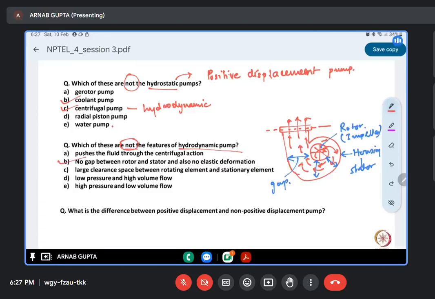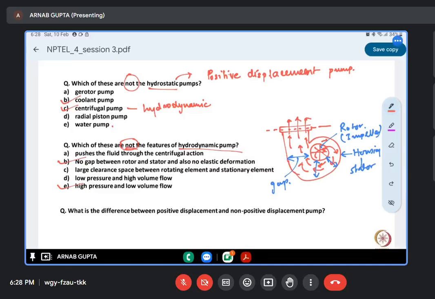Then low pressure and high volume flow, and high pressure and low volume flow. Since this is not a positive displacement pump, it is incapable of working against high heads or high pressures. So it is generally used in low pressure applications, but it can produce a large volume of discharge. So low pressure and high volume flow is a feature of hydrodynamic pump, but high pressure and low volume flow is not a feature of hydrodynamic pump. So these two are the correct options.